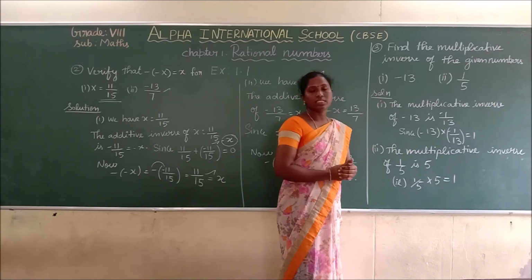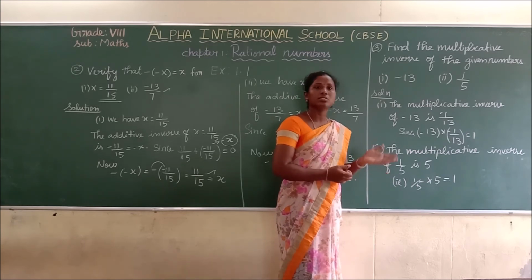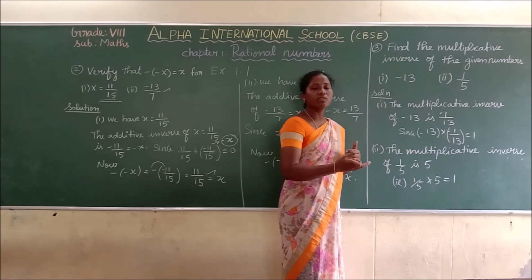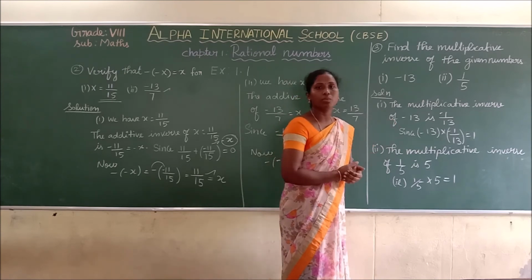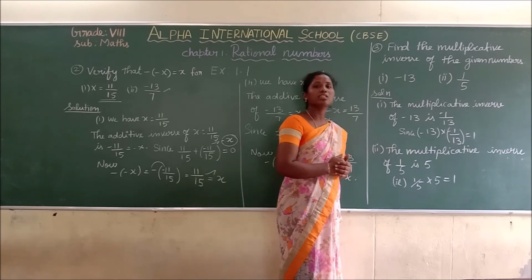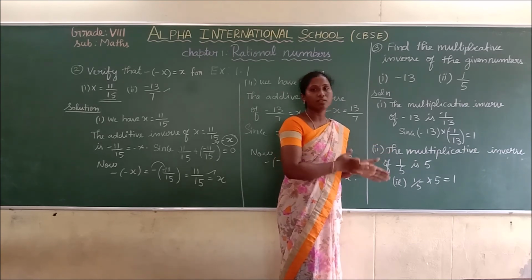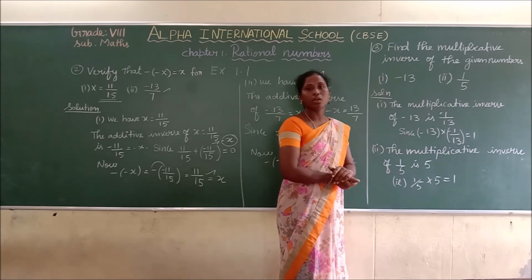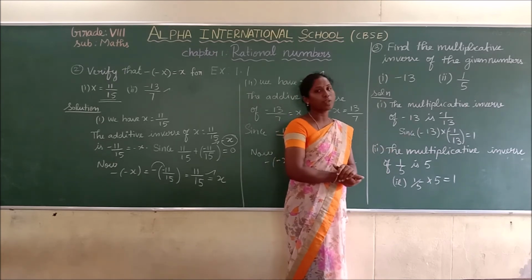In other words, the multiplicative inverse is said to be the reciprocal. So the multiplicative inverse generally will be the reciprocal of the given number itself. If you take the reciprocal of the given number and multiply it with the given number, it will give you the result 1. So the reciprocal of the given number is said to be the multiplicative inverse.